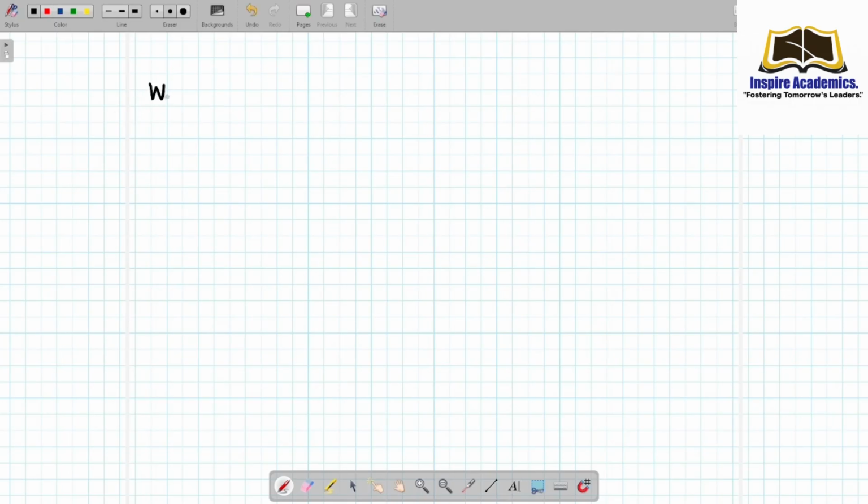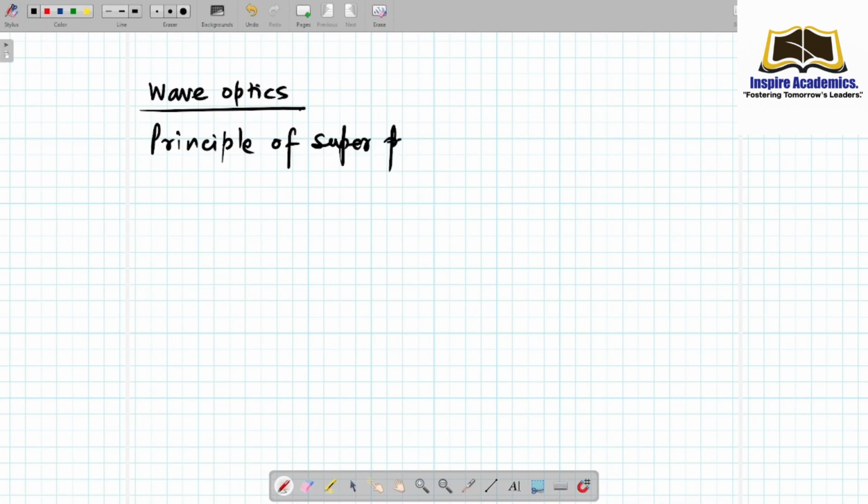Discussing wave optics, and in this we are discussing the subtopic principle of superposition. Okay, let me actually explain you कि सुपरपोजिशन होता क्या है.